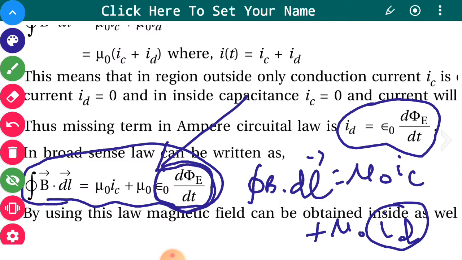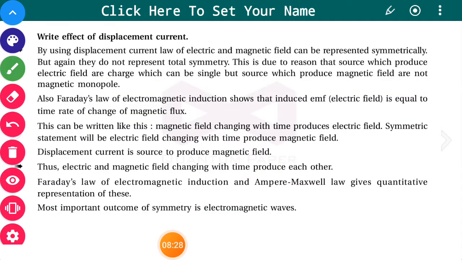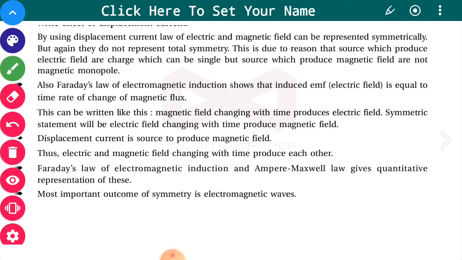So this equation was derived by Maxwell, and discrepancies were removed or adjusted. Now these are the effects of displacement current. By using displacement current, the laws of electric field and magnetic field can be represented symmetrically, but again they do not represent total symmetry. This is due to the reason that the source which produces electric field is charge, which can be single, but the source which produces magnetic field is not a magnetic monopole.